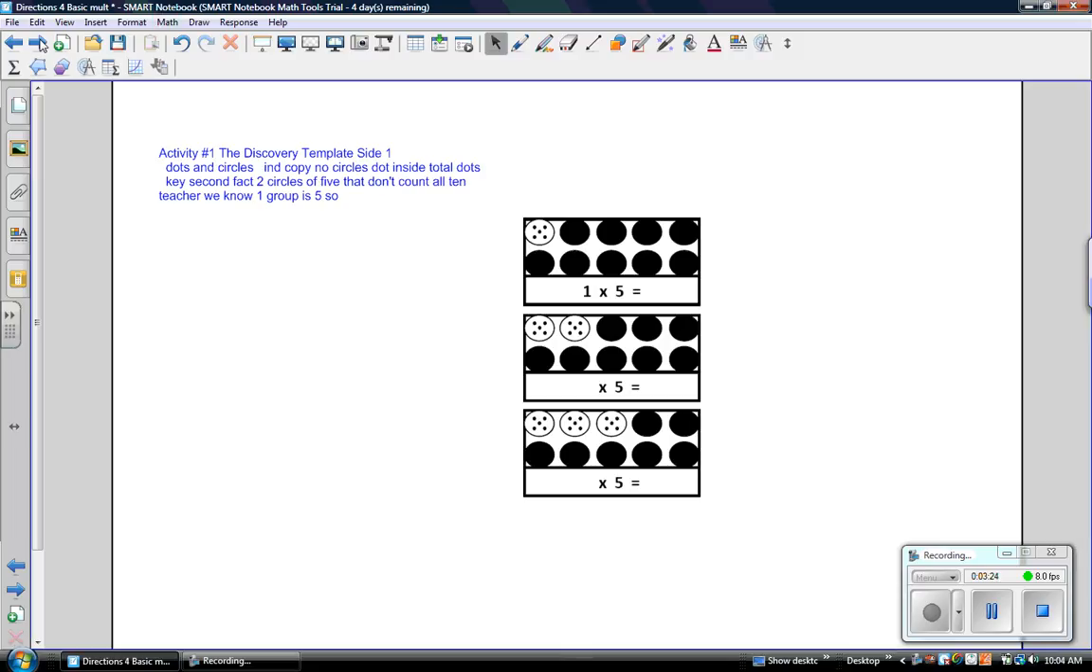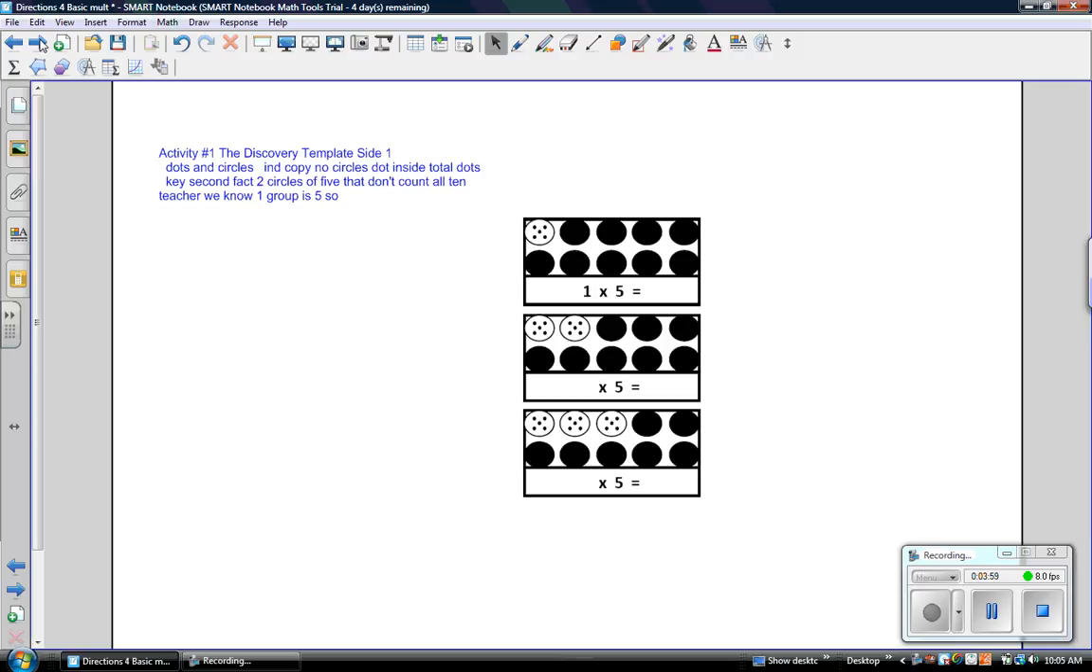The teacher will lead a discussion such as, in my first rectangular box, how many white circles are there, and elicit from the students that there is one. She will then ask how many dots are inside, and wait for the students to respond 5. And then she will ask what is the total number of dots, and the students will answer 5, and then everyone will fill in after where it says 1 times 5 equals, they'll put in a 5.